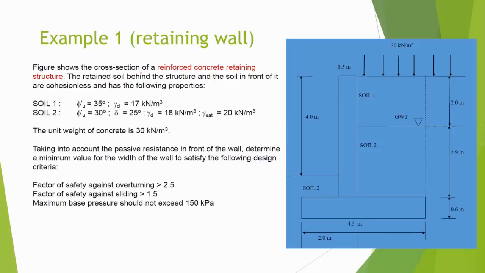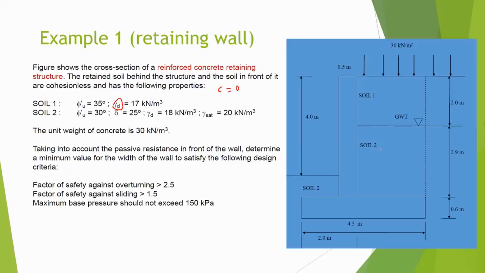So, dia kata the retained soil behind the structure and the soil in front of it are cohesionless. So, C dia adalah kosong. Ingat, C kosong. Okay, cohesion. Lepas tu dia bagi pula unit weight dry for soil 1. Kalau tak ada water, dia adalah dry. Okay. So, angle, dia punya undrained 35. And then, unit weight dry soil. Kalau tak ada water, dia dry. So, 17. Okay. And then, soil 2.